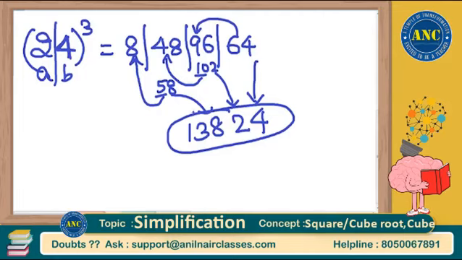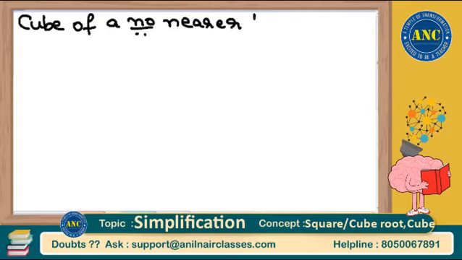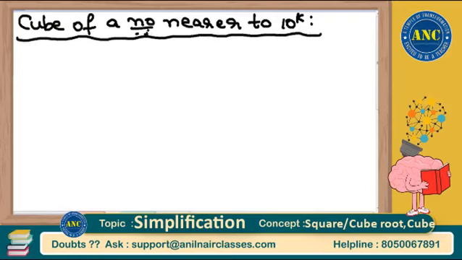Next concept. Listen carefully, sir. Next concept: how to find the cube of a number nearer to 10 power k. That means if the numbers are closer to 10 power k, something like numbers closer to 100 or 1000 or 10,000 or such kind of numbers, how to find the cube of such kind of numbers?